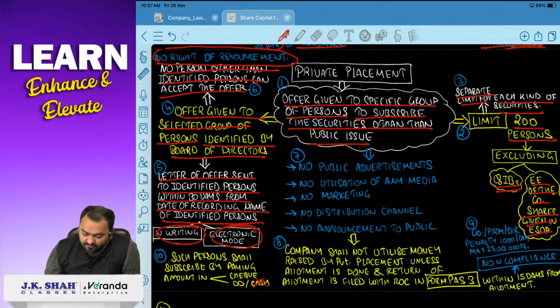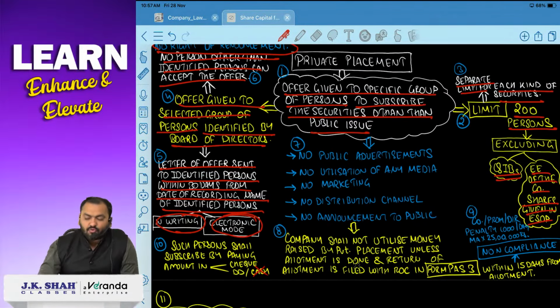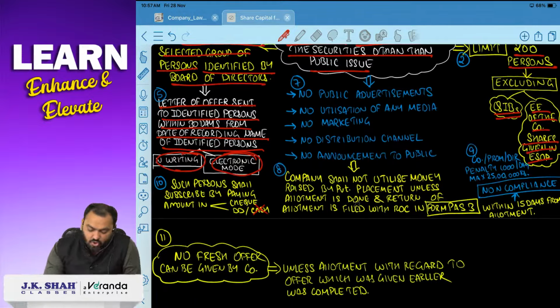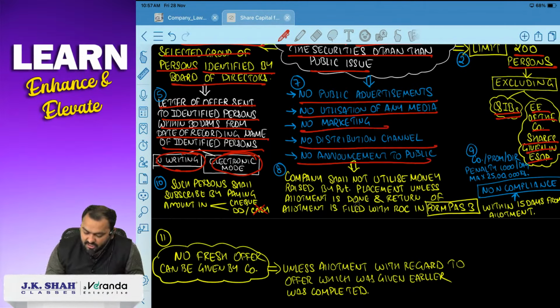Then for this kind of offer, as you know, it is a private placement, the offer is made to a specific group of people. Therefore, for this kind of offer, no public advertisement should be done. No utilization of any media, no marketing, no distribution channel, no announcement to the public. All these things should be avoided.